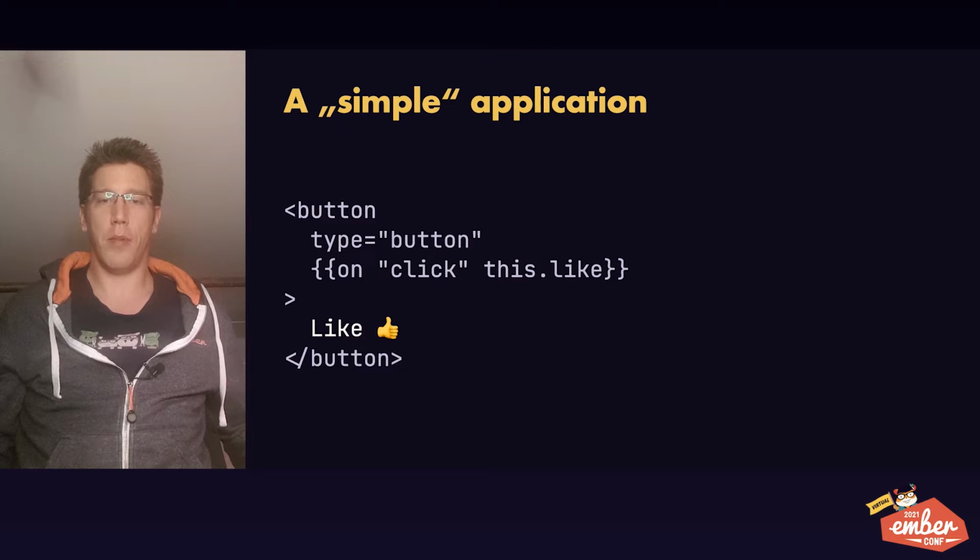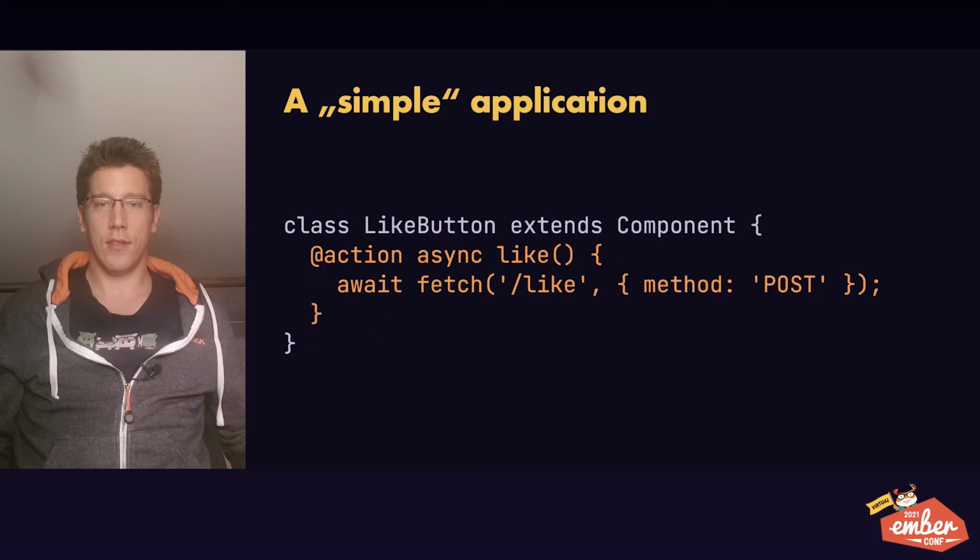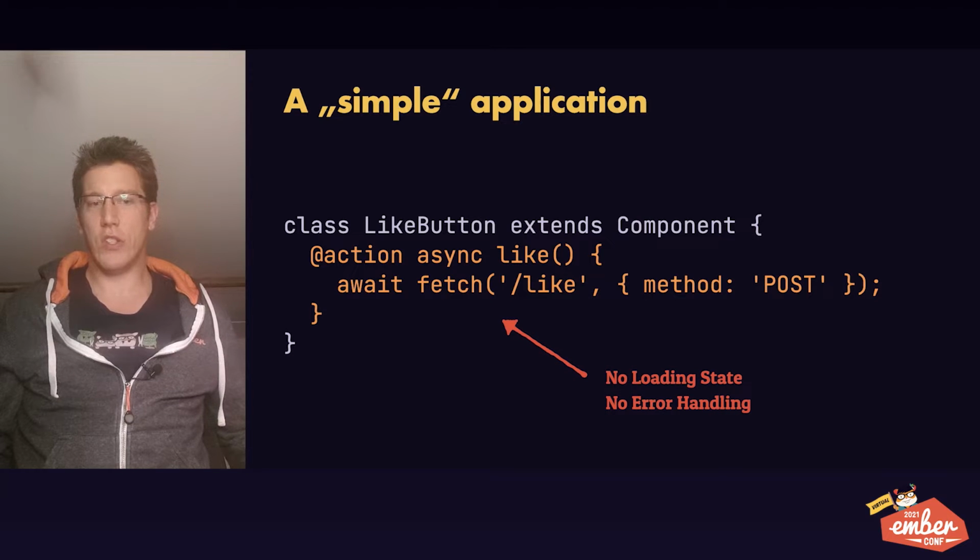This is the template of our button component. There are no surprises here. We have a plain button element, and that has an onClick modifier. Clicking the button will call the like action on the component class. This is the component class, and it's not too complicated either. We have a like action, and that triggers the network request. And that's basically it. But as you can see, there is no loading state, and there is no error handling yet. So let's change that.